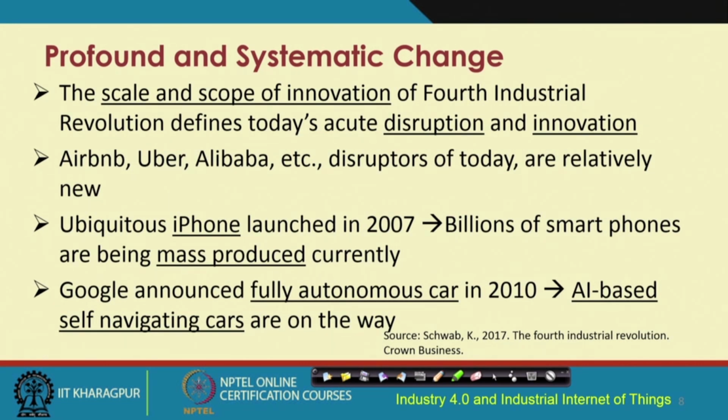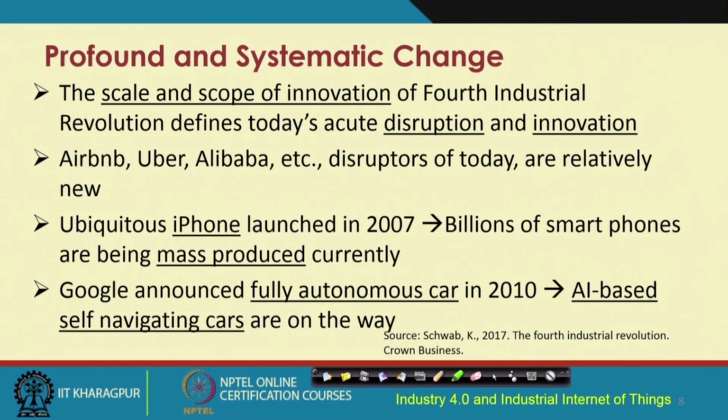Take the example of the iPhone. The iPhone was launched in 2007, but within a few years billions of smartphones are being mass produced at present. Almost everyone has an iPhone now, not everyone, but almost. So, you see how fast this disruption and penetration of these technologies are happening, and at what scale. These are different phenomena of systematic and profound change happening in this fourth industrial age.